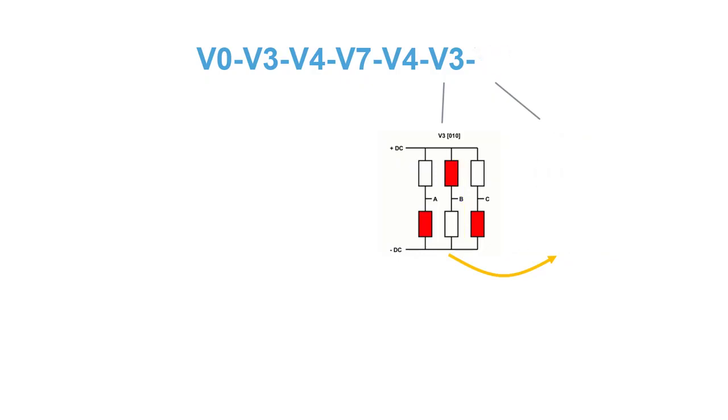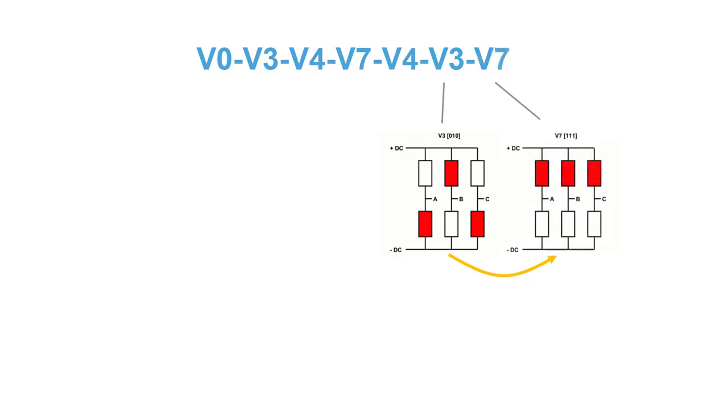However, if we use the other null vector during this transition, then we will need to change the states of the switches both along phase A and phase C. And this would cause a larger switching loss in the inverter.